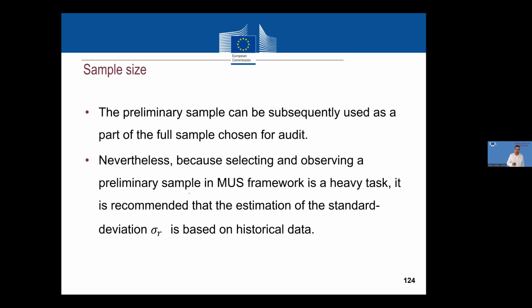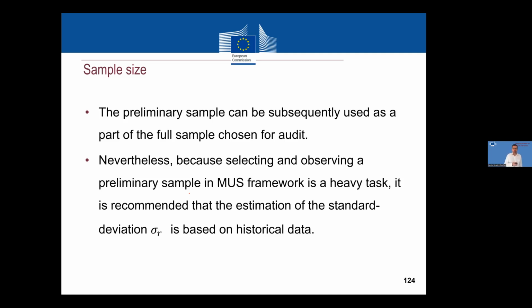Because MUS tends to select the larger operations. If you select a pilot sample of 30, this means that 30 very large operations, typically the larger operations in the population, will be selected to the sample, which means that there is a lot of audit work to audit a pilot sample under MUS. While this was true in the past, I believe that is no longer true.